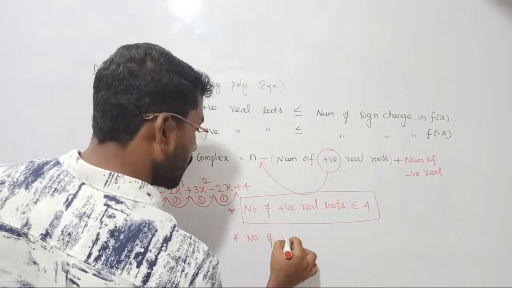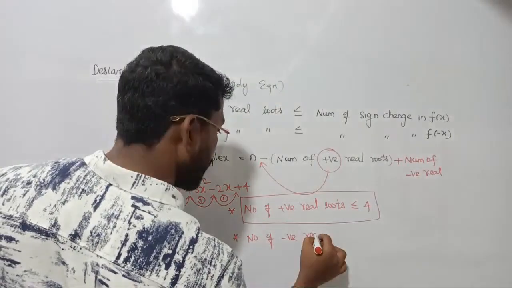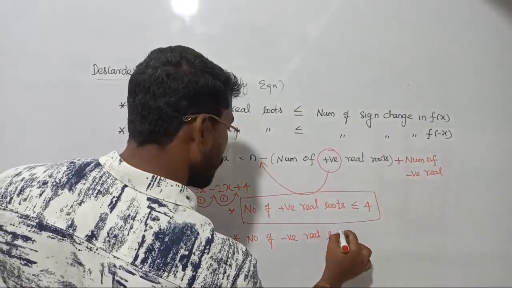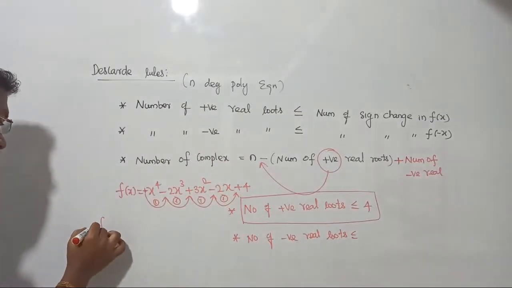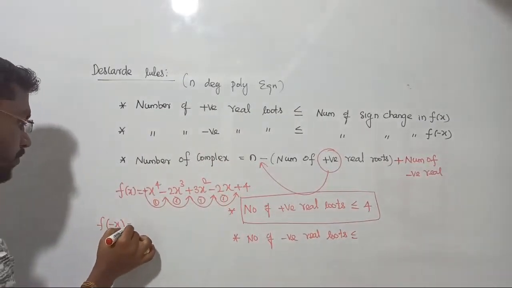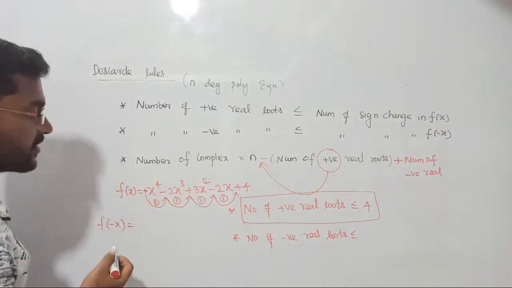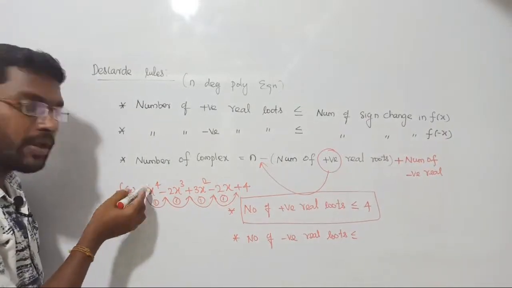Number of negative real roots. In order to find out the number of negative real roots, we should first find out the value of f of minus x. Listen, f of minus x means wherever you have x, it will be replaced by minus x.